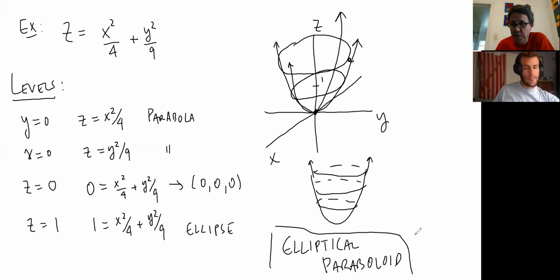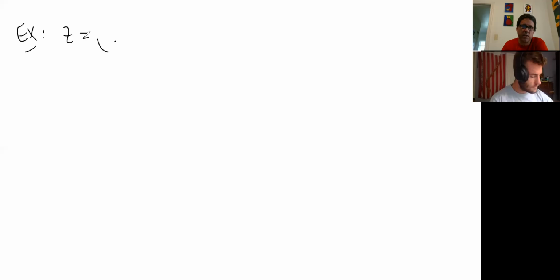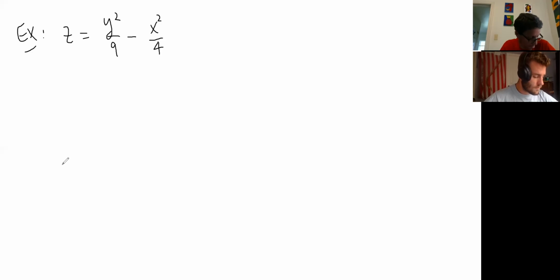Again, it takes a little bit of creativity to see this stuff, especially this last one. This is always the tricky one to put everything together. So z is, sorry, y squared over 9 minus x squared over 4. Again, one little change right there.